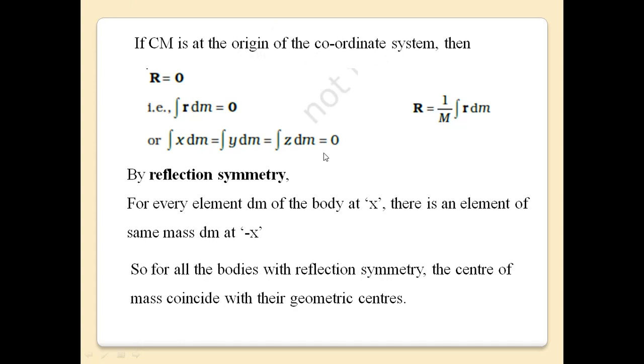By reflection symmetry, for every element dm of the body at x, there is an element of the same mass dm at minus x. So, for all bodies with reflection symmetry, the center of mass coincides with their geometric centers.